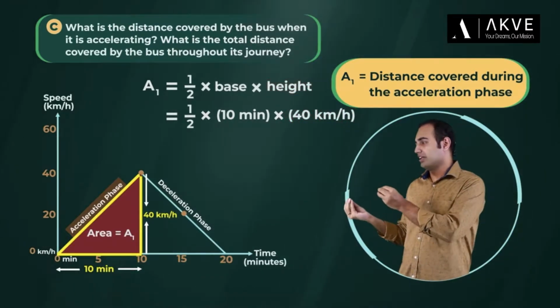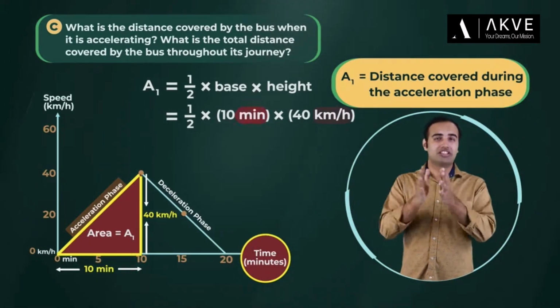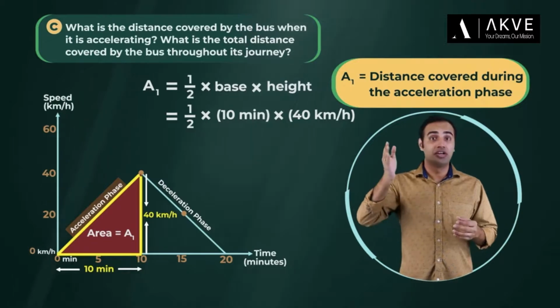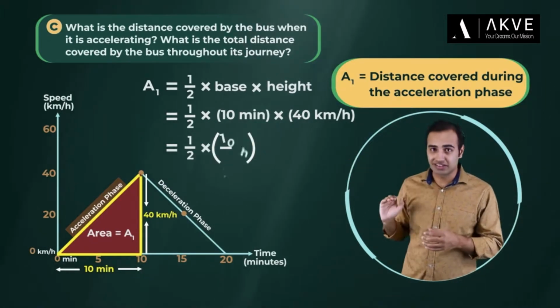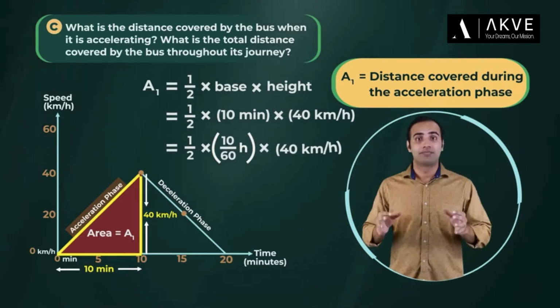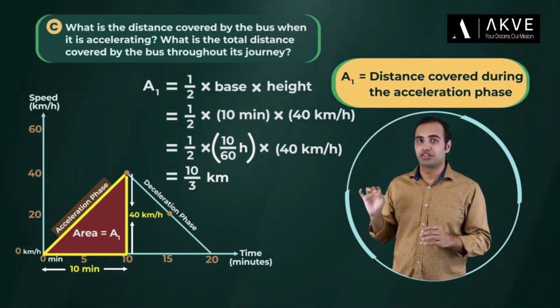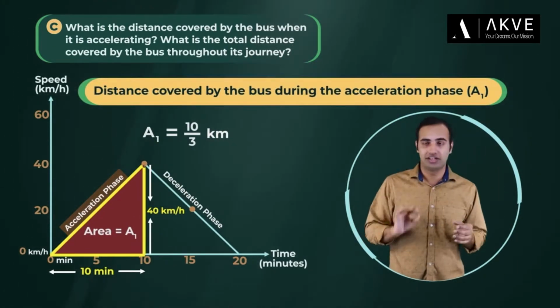But as you can already see, we have a units issue going on here. We have time in minutes while speed in kilometers per hour. So we'll rather change the value of time from minutes to hours, which will give us 1 by 2 into 10 by 60 multiplied by 40. Now the value of this expression comes out to be 10 by 3 kilometers. So we can say that the distance covered by the bus during the acceleration phase comes out to be 10 by 3 kilometers.